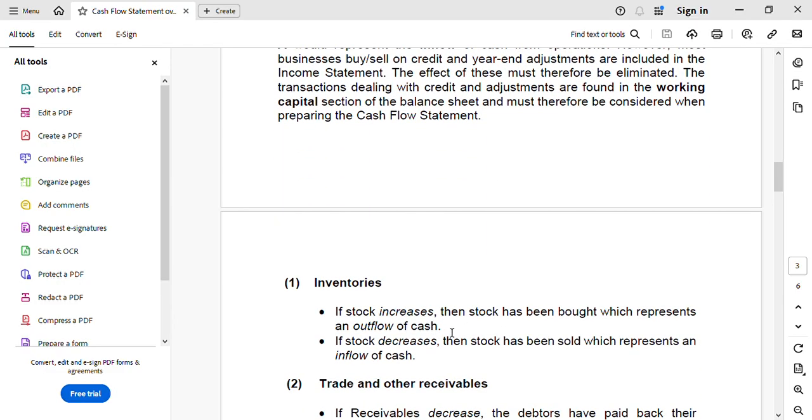If you look at inventories, I think they are quite straightforward. If stock increases, it means you've bought stock. And obviously when you buy something, you pay for it, so that is going to represent an outflow of cash. If stock decreases from year to year, that means you've sold more stock, and if you sell stock, you will receive money, so that will be an inflow of cash.